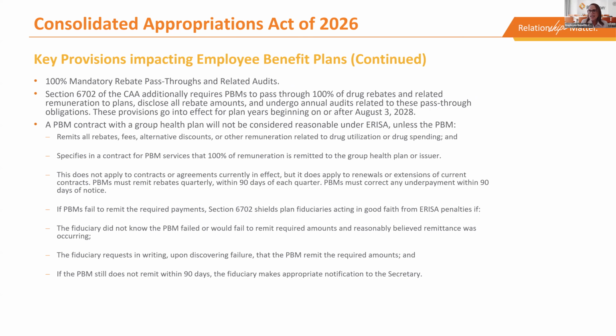There is, of course, and probably one of the most favorable ones is the 100% mandatory rebate pass-through. There are TPAs that are already doing that, but everything from the PBM on down, they should be passing that through to you. That's a big win, and is highlighted there. Some of these provisions will start going into effect beginning on or after August 3rd. It's a very large act.